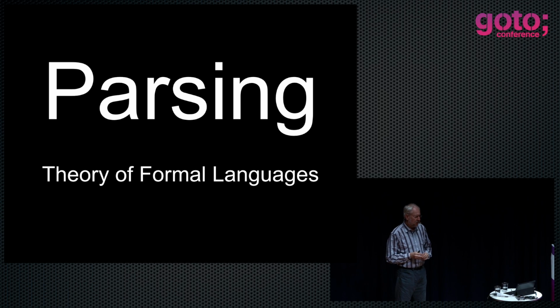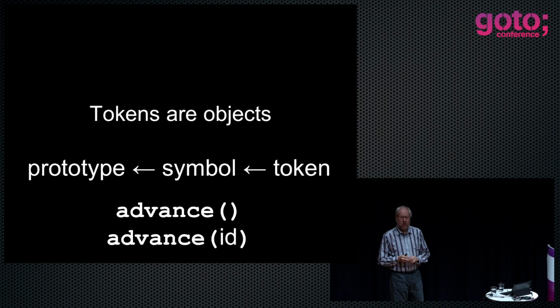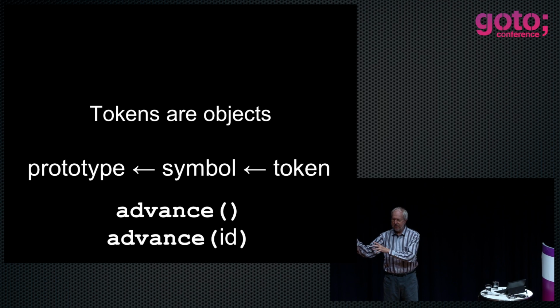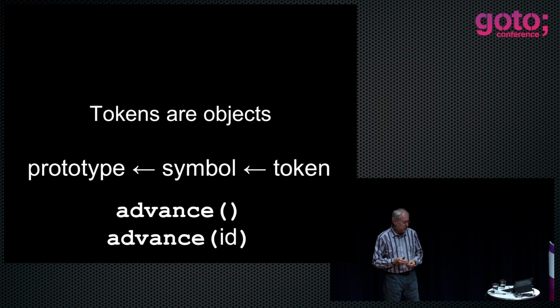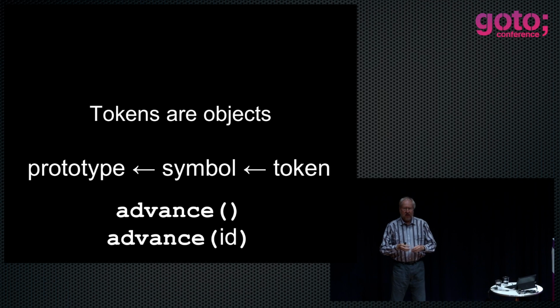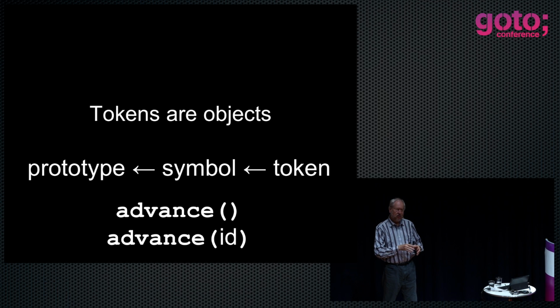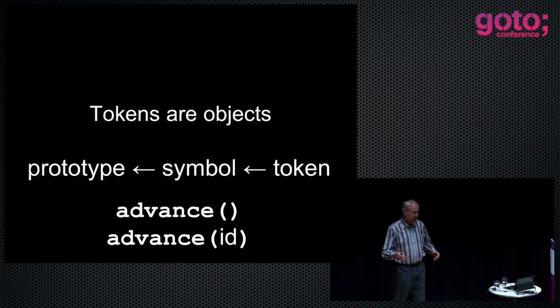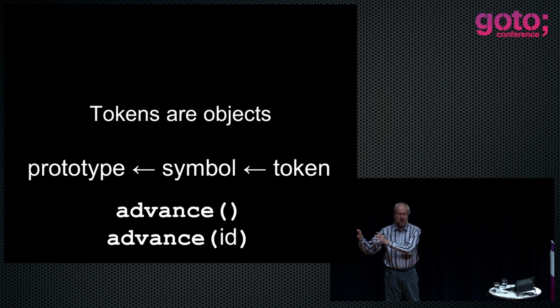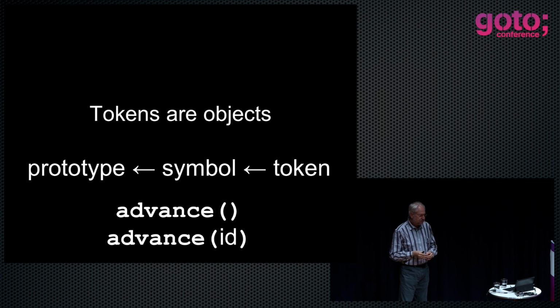Now, we're going to see the whole thing. So we're going to start with tokens. You can take all of the source elements of a program and divide them into tokens, and each of those will be represented by an object. We'll have a prototype token, which will be the token that everything is going to inherit from. And then we'll have a set of symbols which will inherit from those prototypes. And then we'll have the final tokens which will inherit from those symbols.